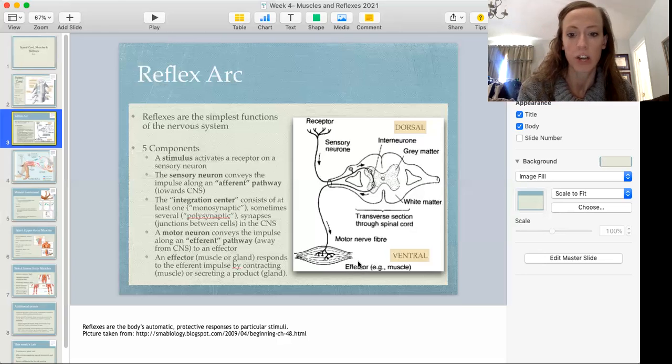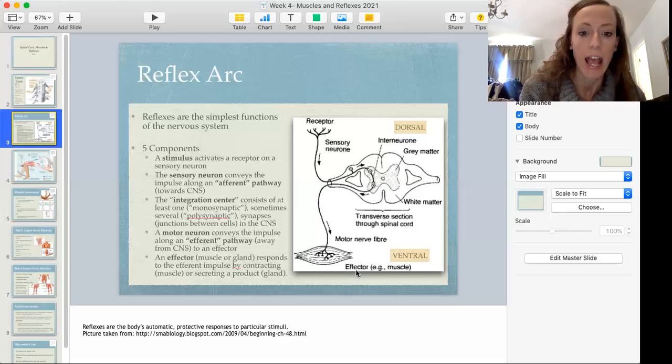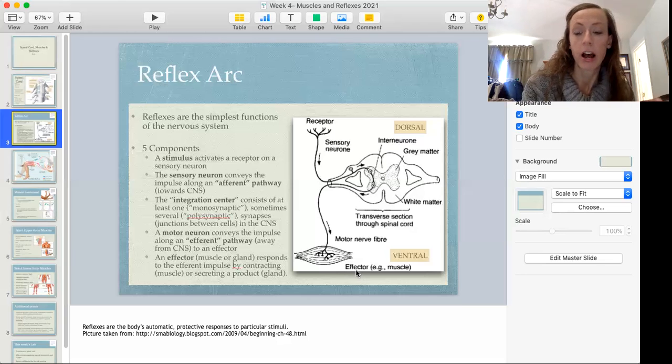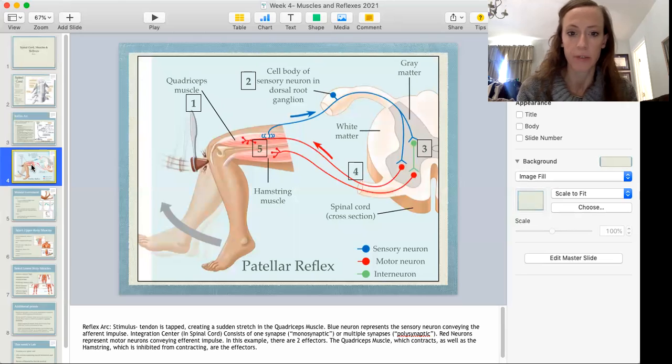The mediation of a response by an effector. It's usually a muscle or gland. And for a reflex, for the one we're going to look at with the knee-jerk reflex, the effector is going to be a muscle. And we actually have 2 for this particular reflex, the quadriceps and the hamstring, okay? So those are the 5 parts of a reflex. Let's look at our picture on the next slide, okay?